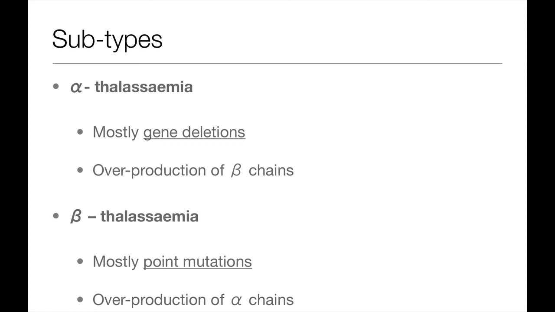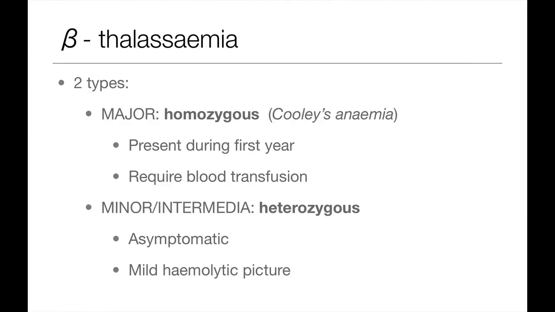There are two broad types: alpha thalassaemia and beta thalassaemia. Alpha thalassaemia is where you have a lack of some of the alpha globin chains, and this is mostly because of gene deletions. In beta thalassaemia, it's because you've got a lack of the beta globin chains, and this is mainly because of point mutations. Beta thalassaemia is probably the most common.